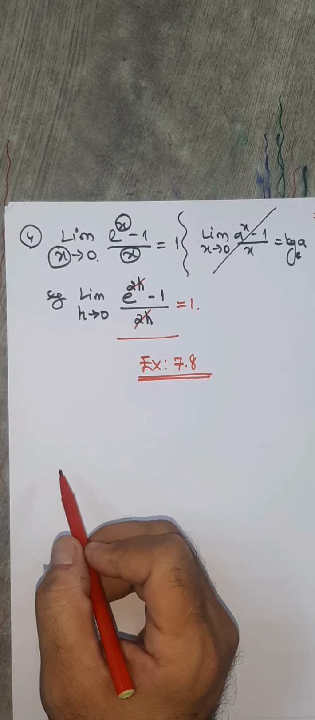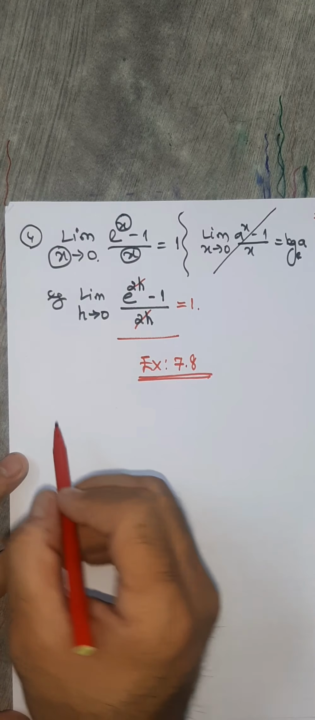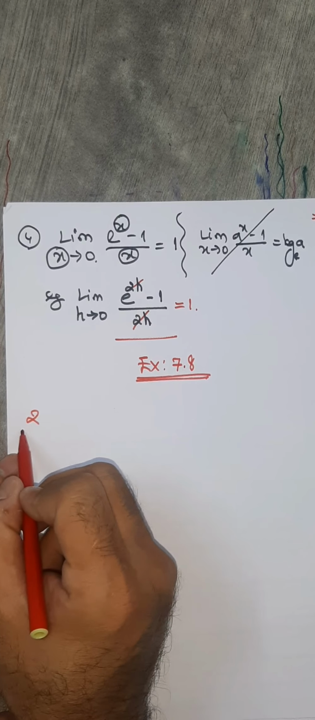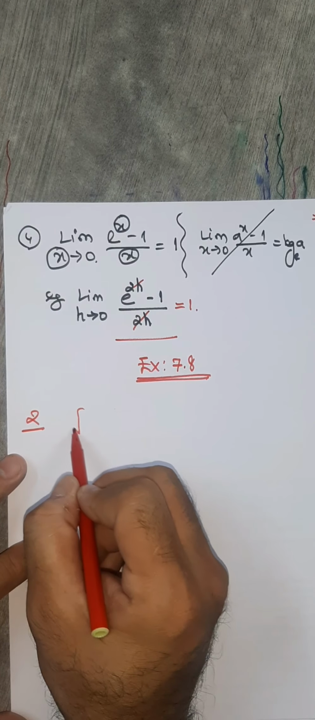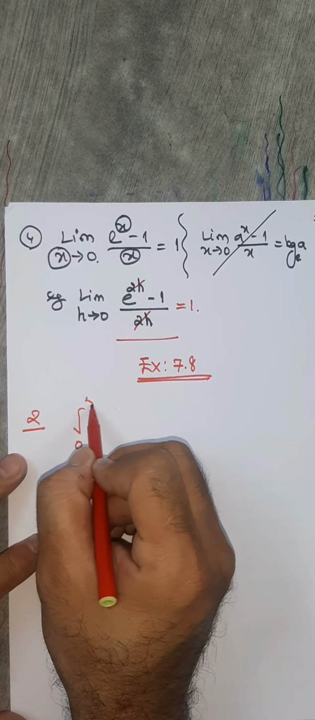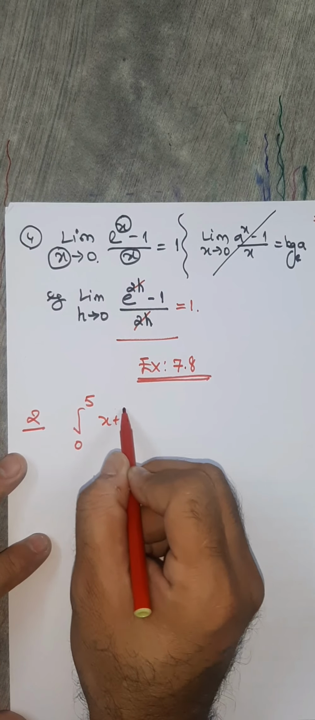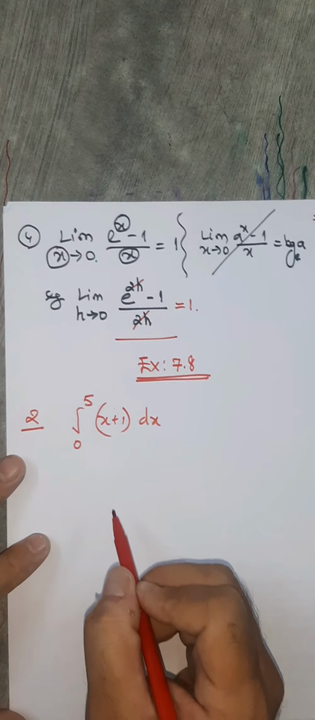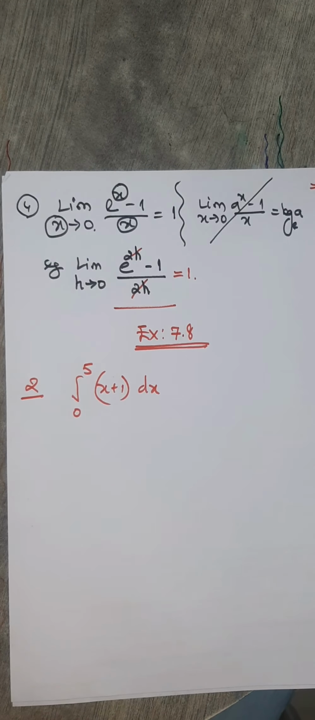I'll do question number 1 here, or let me go to 2 first. You have the integral from 0 to 5 of x plus 1 dx. All are 3 markers, remember. So you see how I'm doing. You should follow exactly the way I'm doing.